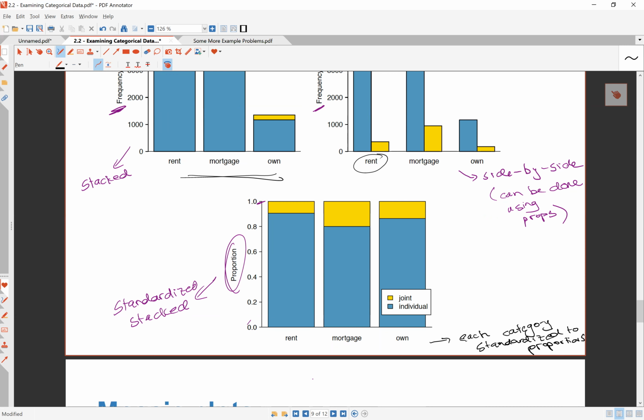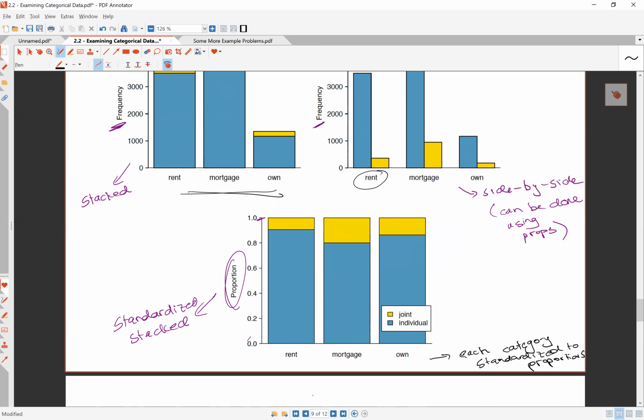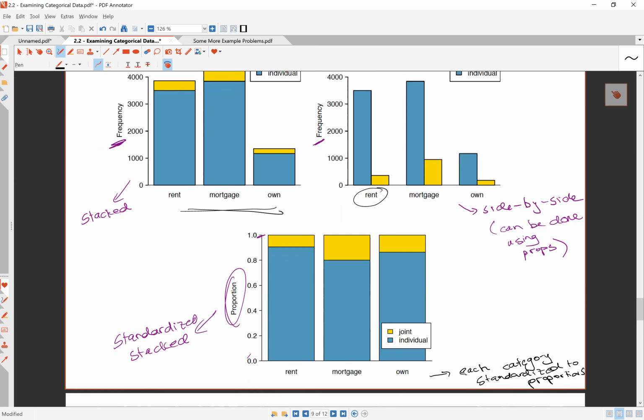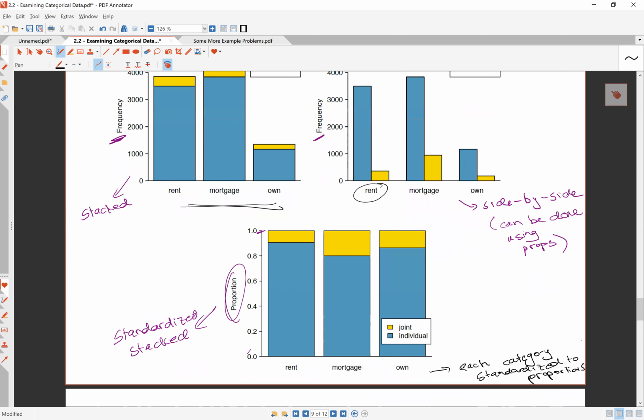So there is a little bit of a loss of information in that in the first stacked bar plot, you can clearly see how many people fall into each category. You can see there are way more people with mortgages than people who own, for example. Whereas in the second plot, they're now all equal to a total proportion of 1. So it depends again on the question that you're trying to answer with the plot.